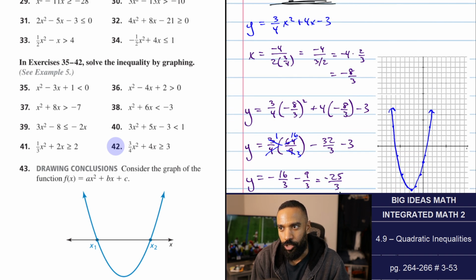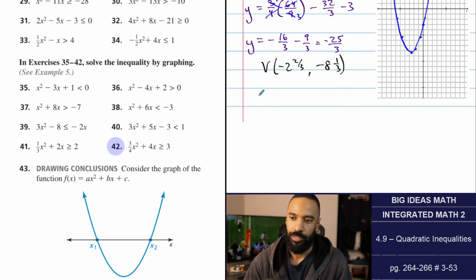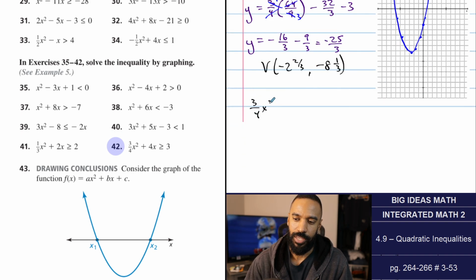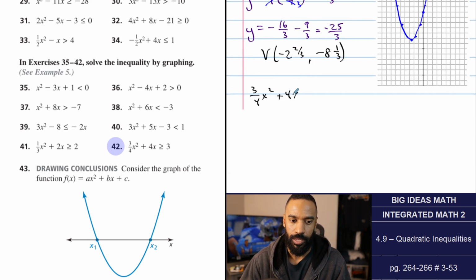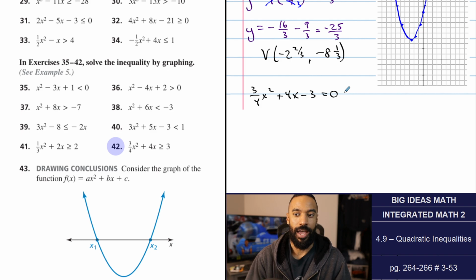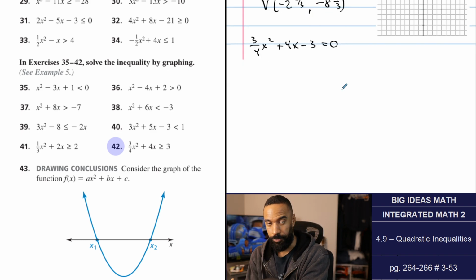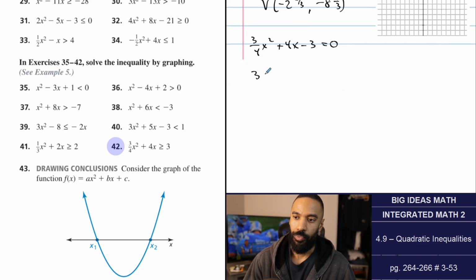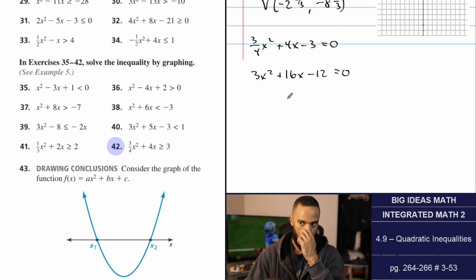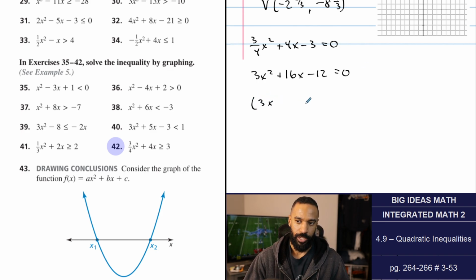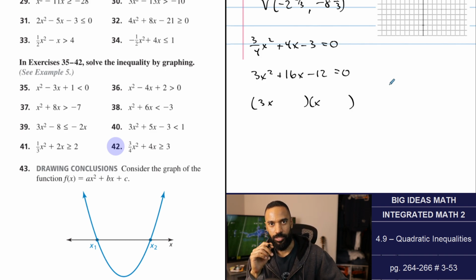But I don't yet know if it's factorable. So let's try that. 3/4 x squared. No matter what, I got to set it equal to 0 and do all that. Plus 4x minus 3 equals 0. I am going to multiply everything by 4. 3x squared plus 16x minus 12 equals 0. Oh, I'm so curious. Give me a second. I got some things to test with this.